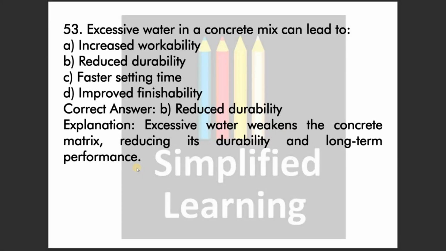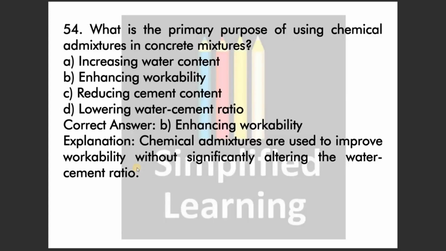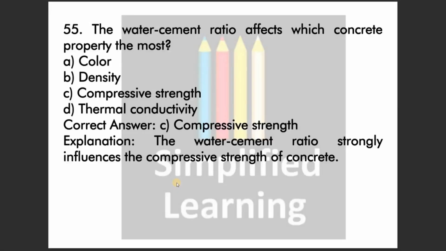Then excessive water in a concrete mix can lead to reduced durability. Okay, extra water, less the durability. More will be the workability, but obviously durability is going to be less. Addition of excess water may lead to bleeding and segregation also. What is the primary purpose of using chemical admixture in concrete mixture? Enhancing the workability. Okay, the sole purpose of using chemical admixture in concrete mixture is to add on to the workability property of concrete.